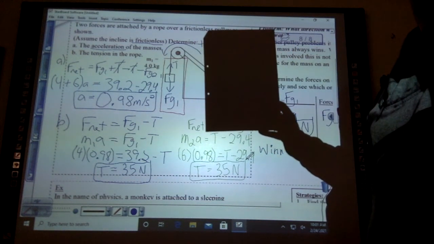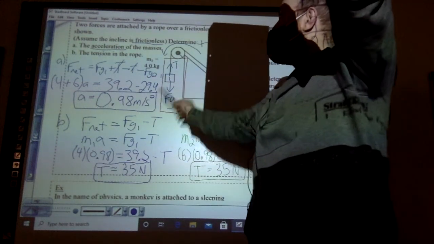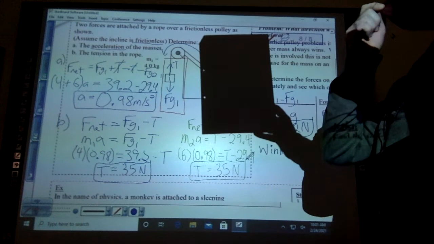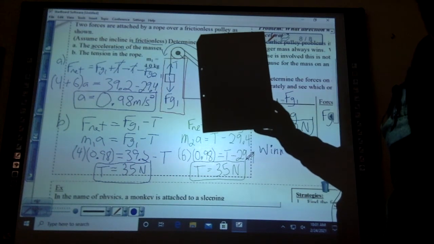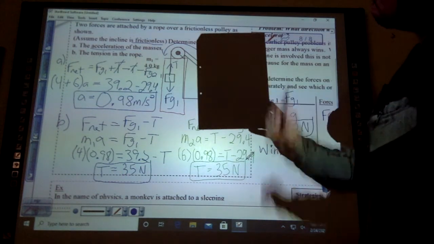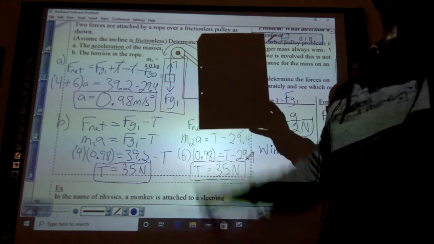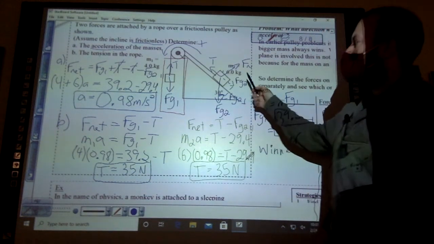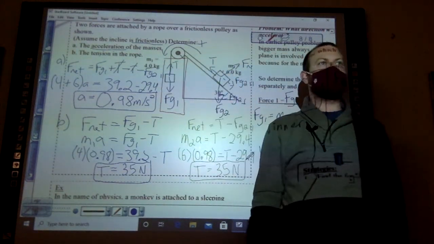What am I supposed to look at here? Because I'm blocking it. Okay, so what do you think? So if I'm dealing with the F-net equation for one box, I'm just dealing with this. The FG2 parallel has nothing to do with this box by itself.